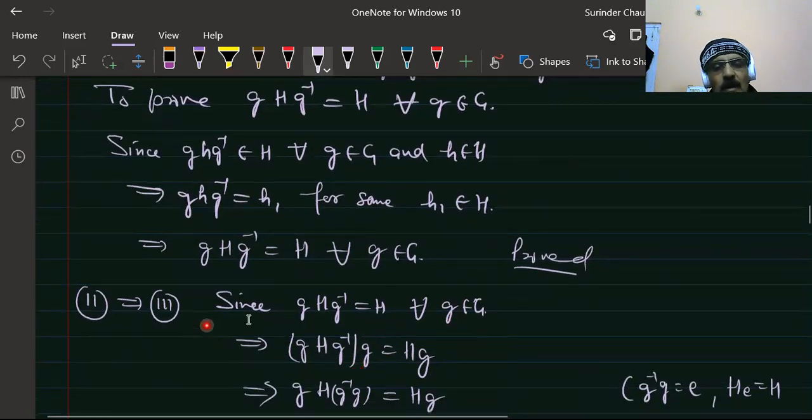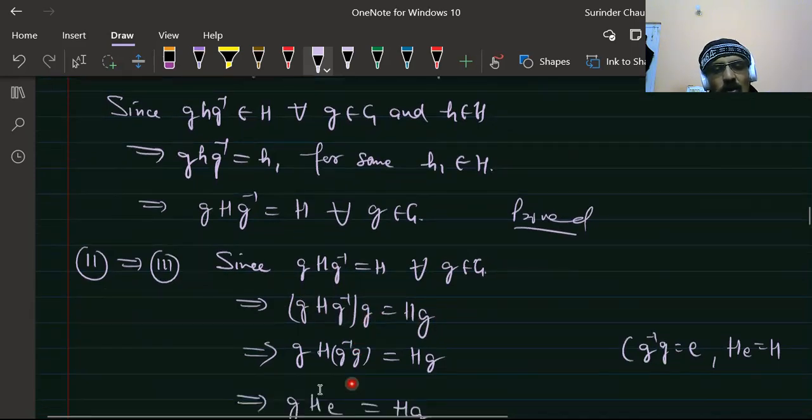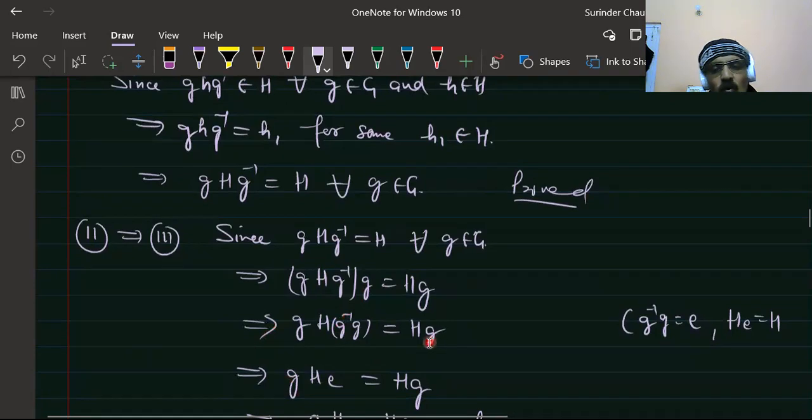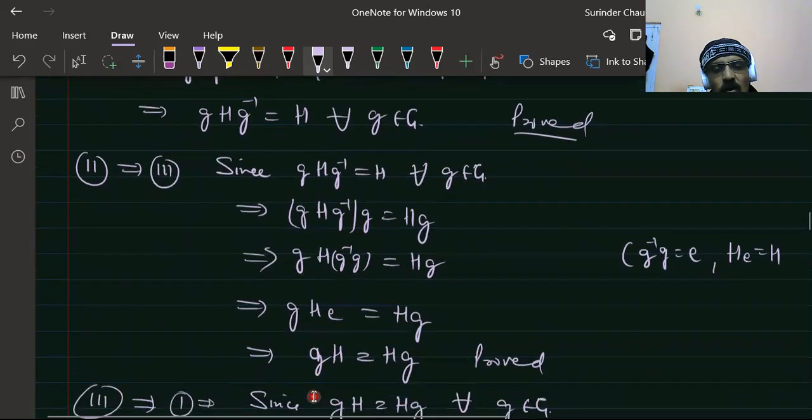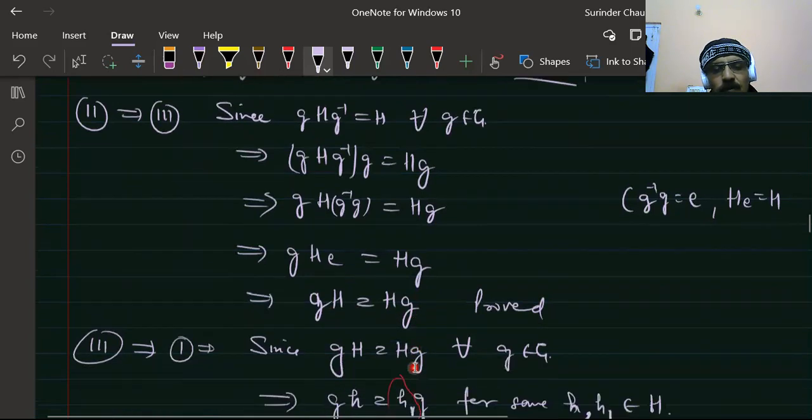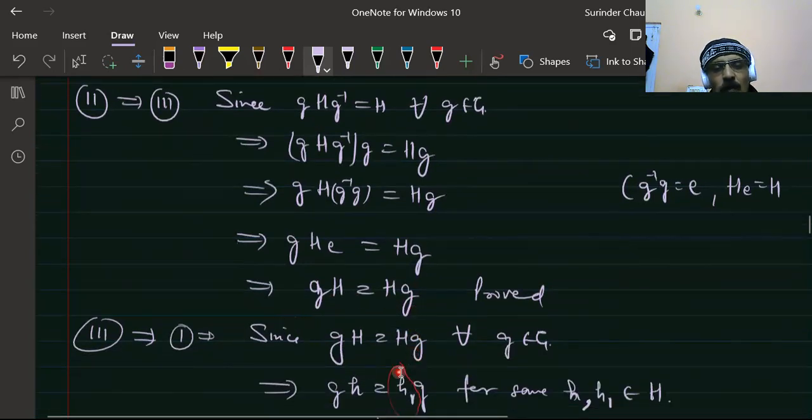The second part: since g H g inverse is equal to H for all g in G, apply right multiplication by g. Then g H g inverse into g, where g inverse g is equal to E, so gH becomes equal to Hg. That is, gH is equal to Hg. So second implies third.